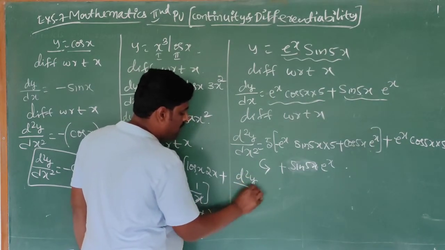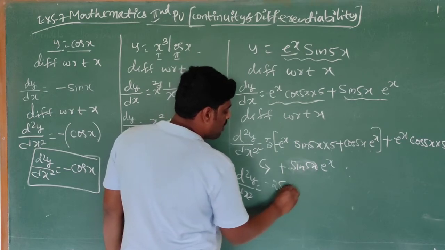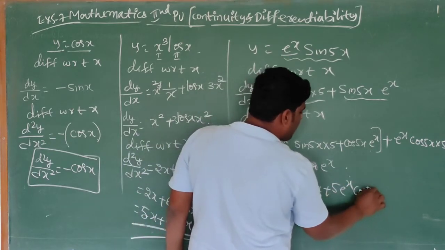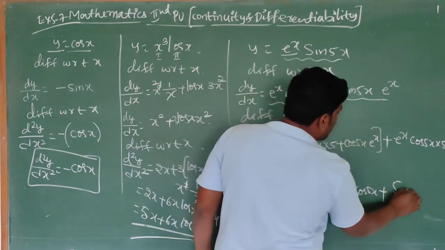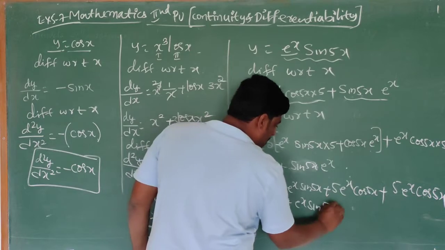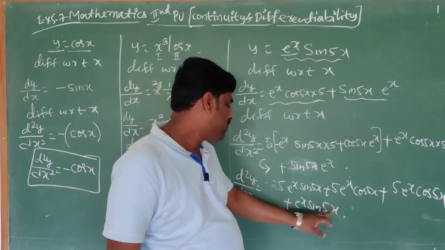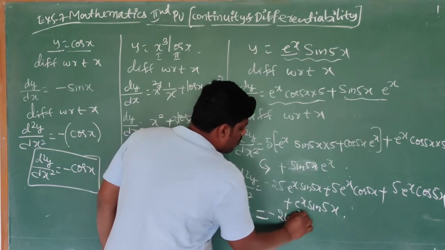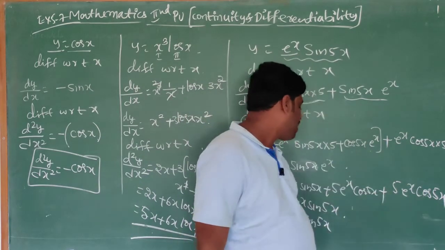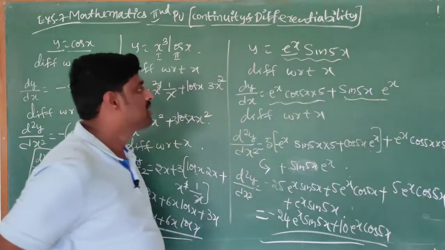So d square y by dx square is equal to minus 5 5s are 25 e power of x sin 5x plus 5 e power of x cos 5x plus 5 e power of x cos 5x plus e power of x sin 5x, and simplifying, 25 e power of x sin 5x and e power of x sin 5x is minus 24 e power of x sin 5x. 5 e power of x cos 5x and 5 e power of x cos 5x is plus 10 e power of x cos 5x. This is the answer.